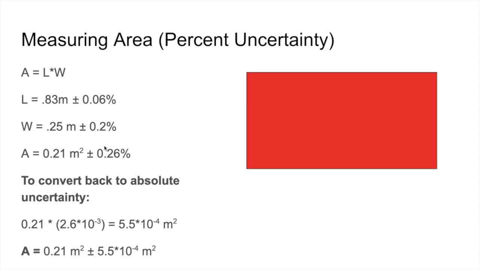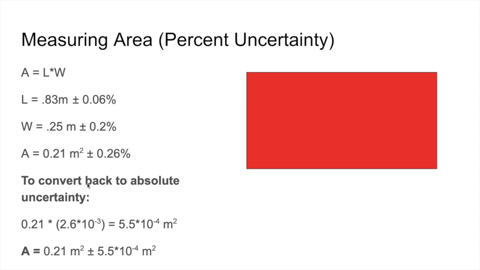Then, for the actual mathematics, my multiplication is still just 0.83 times 0.25. I've expressed my answer using only 2 significant figures, since that's how many significant figures we have in our original numbers. I have meters times meters, so my new unit is meters squared. The area is 0.21 meters squared. And the uncertainty is 0.06% plus 0.2%, which comes out to 0.26%. So the area is 0.21 meters squared plus or minus 0.26%, roughly.